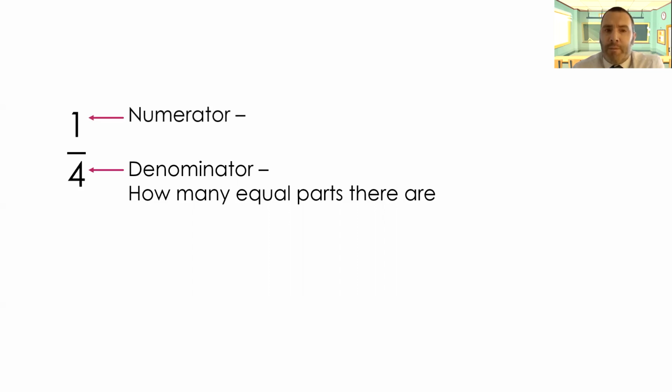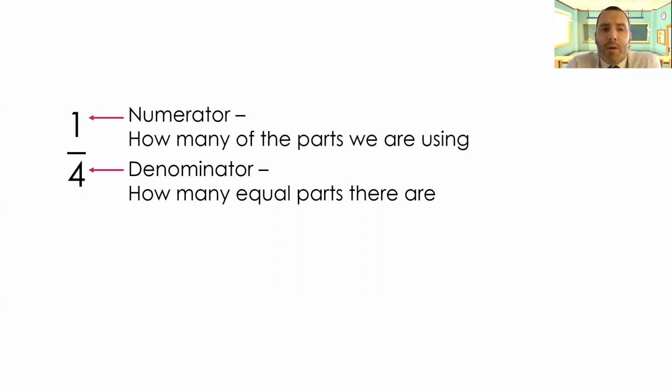Our numerator tells us how many of the parts we're using. So if you think back to when we did our division, we split numbers into equal parts. So we divided by our number that we were dividing by to get the number that was equally shared. So this is how we need to remember for our fractions as well. It needs to be equally shared.